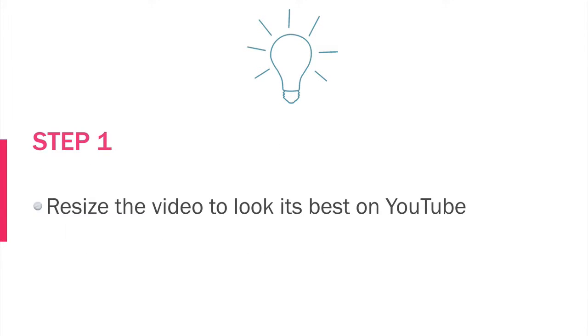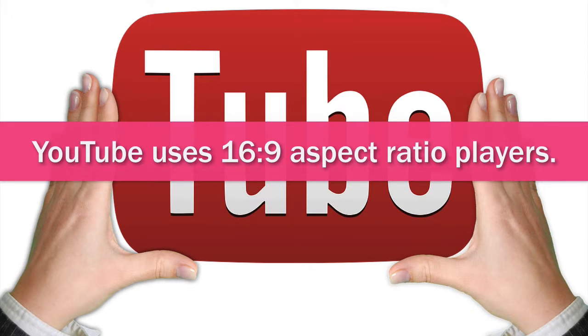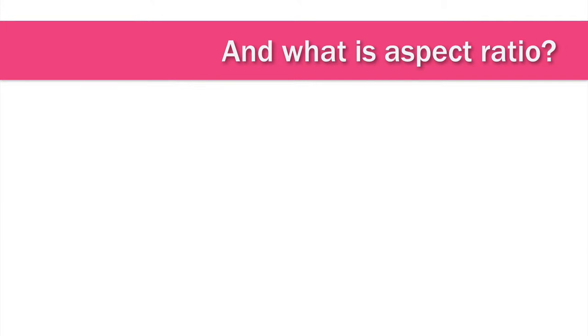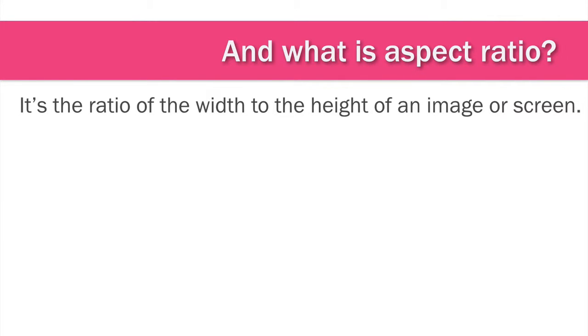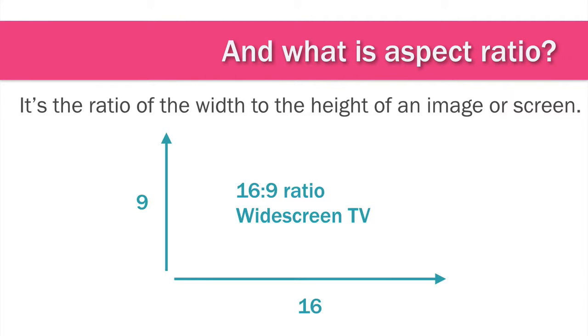So first, we need to resize our video to look its best on YouTube. YouTube uses 16:9 aspect ratio players. And what is aspect ratio? It's the ratio of the width to the height of an image or screen. So 16:9 ratio is basically like your widescreen TV. And let me tell you why that matters on YouTube.